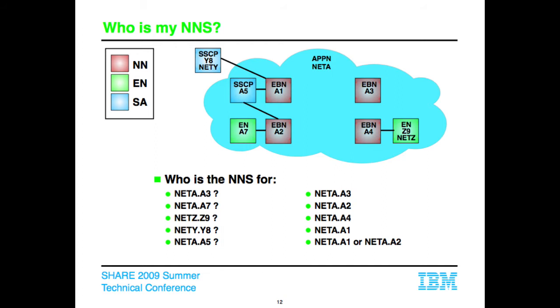You can see this subarea node actually has attachments to both A1 and A2. And so in this case, either A1 or A2 could act as the network node server for any of the resources that are on A5. In fact, if A3 sends a search through A1 to get to A5, and A4 sends a search through A2 to get to A5, then it's possible that A3 thinks that A1 is the network node server for those resources, and A4 thinks that A2 is the network node server for those resources. That's not uncommon.